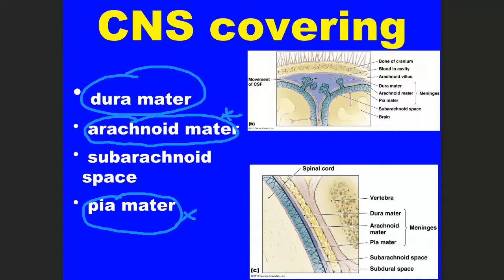Does anybody remember what that subarachnoid space is full of? What does it have in it? Yes, CSF. It has cerebrospinal fluid in it.